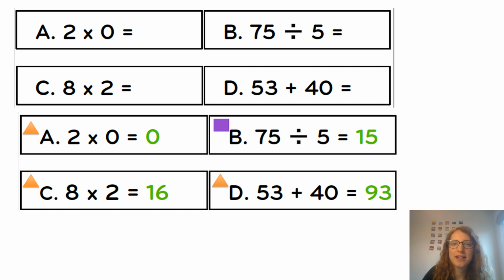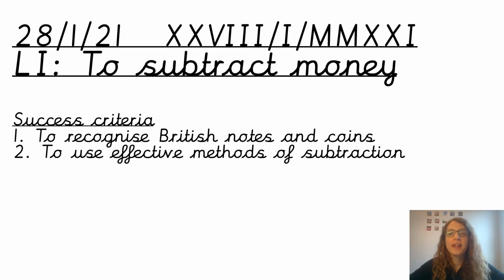Okay, so let's make a start with today's lesson. Today we will be moving on from adding money to subtracting. So once again, you're going to need to be recognising the British coins and notes and using effective methods of subtraction. So I'm going to show you a few methods and you're going to choose which one you find easiest to use for today's work.